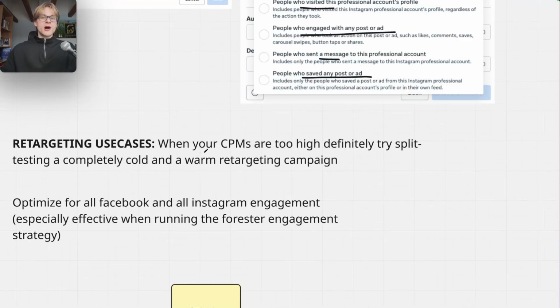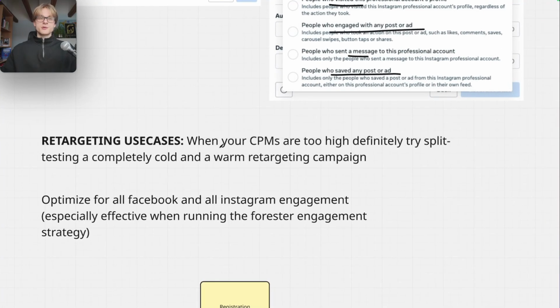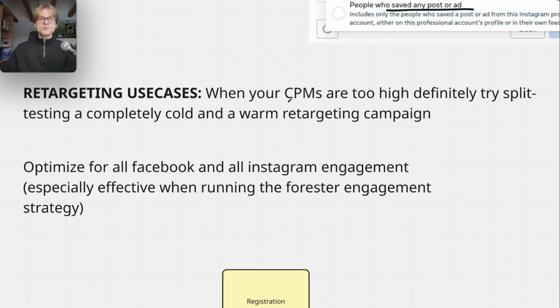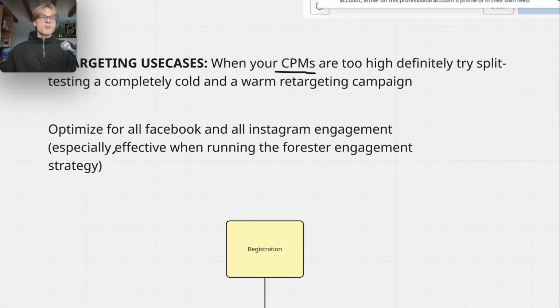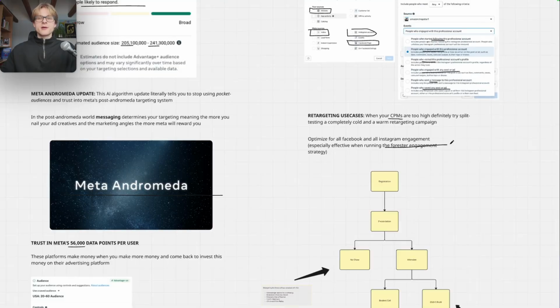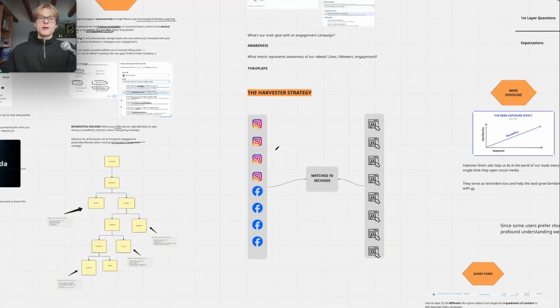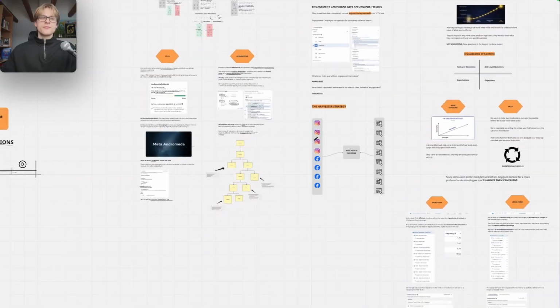Now, when your CPMs are too high, this is a main reason why you should use retargeting. When your CPMs are too high, definitely try split testing a completely cold and a warm retargeting campaign. Simply because retargeting lets you lower your CPMs because people have engaged with your profile earlier. Meta knows this. Meta is more likely to bring your ads and your posts in front of these same people. Okay? Meaning your cost per mille, your cost per 1,000 impressions, goes down. Optimize for all Facebook and Instagram engagement, especially when running the warm engagement campaign, which we're going to talk about in the next part. Yeah, exactly.